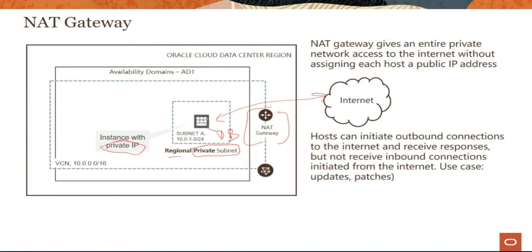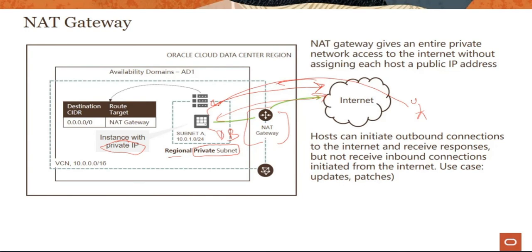So what this means is the host can initiate outbound connections, and of course those packets will come back, but it cannot receive inbound connections. So if I'm an actor here and I want to ping my database server, I cannot do that. NAT gateway would block those responses. And again, it's a managed service, so we take care of things like HA and bandwidth. So you really don't have to manage those yourself.